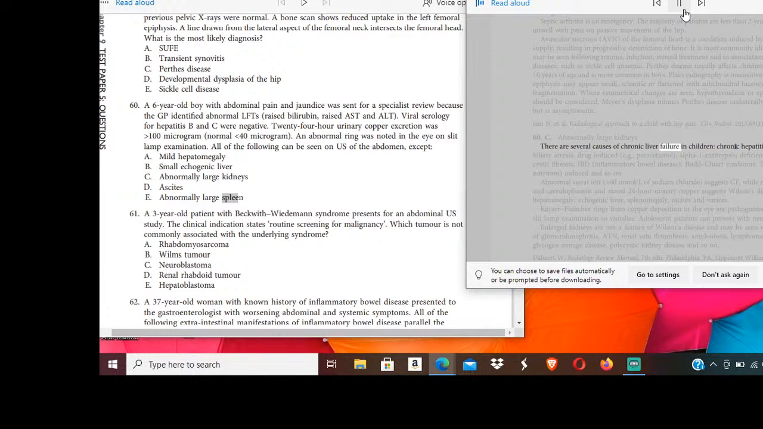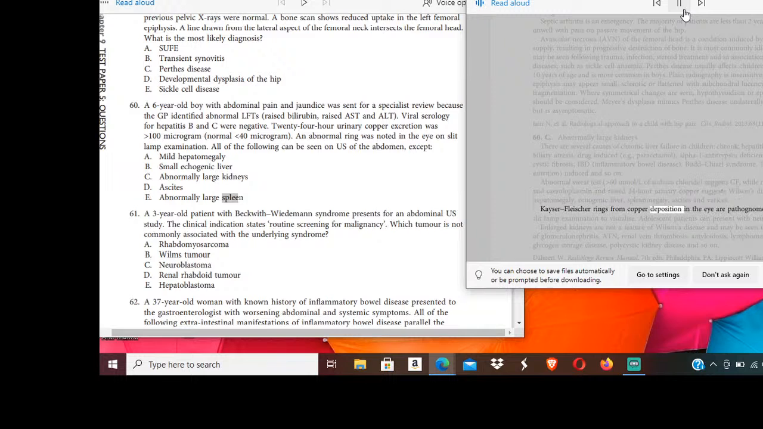There are several causes of chronic liver failure in children: chronic hepatitis, hepatitis B and C, biliary atresia, drug-induced, e.g., paracetamol, alpha-1 antitrypsin deficiency, Wilson's disease, cystic fibrosis, IBD, inflammatory bowel disease, Budd-Chiari syndrome, TPN, total parenteral nutrition induced and so on. Abnormal sweat test, greater than 60 mmol/L of sodium chloride, suggests CF, while reduced serum copper and ceruloplasmin and raised 24-hour urinary copper suggests Wilson's disease. US shows hepatomegaly, echogenic liver, splenomegaly, ascites and varices.